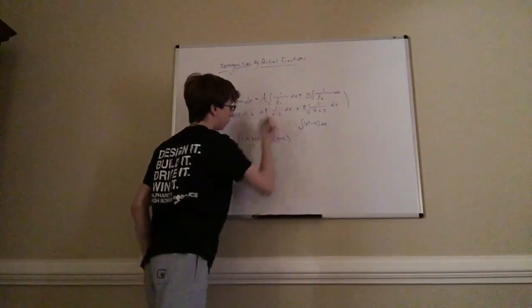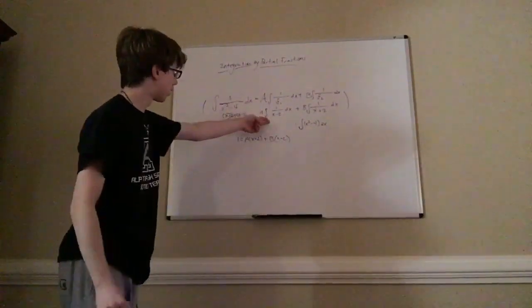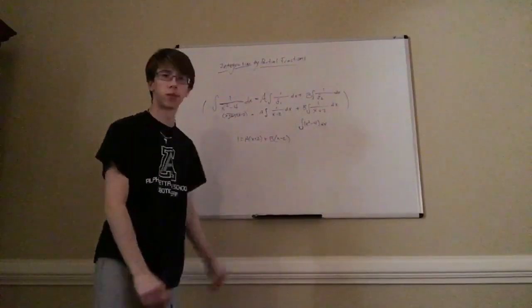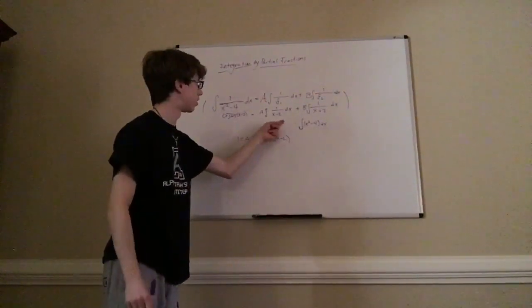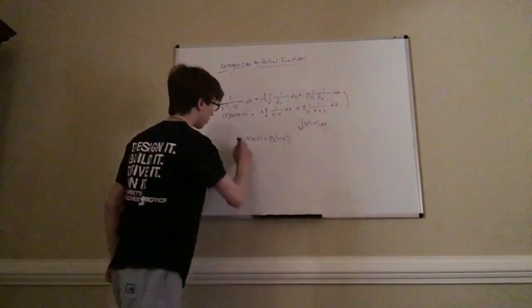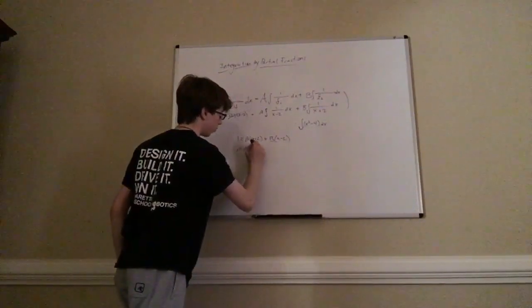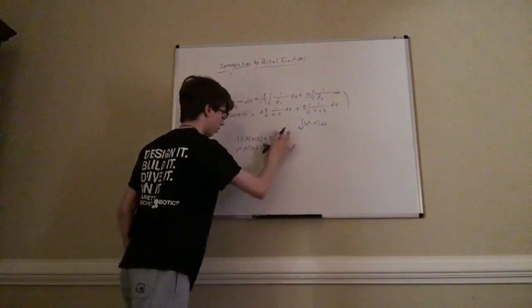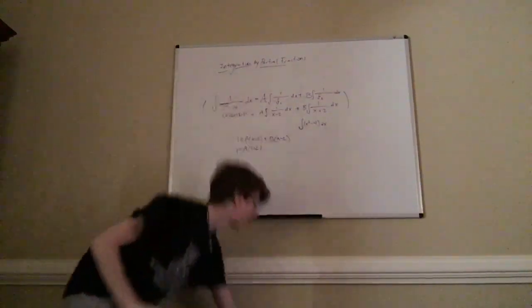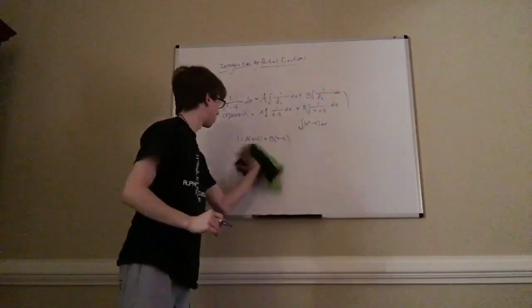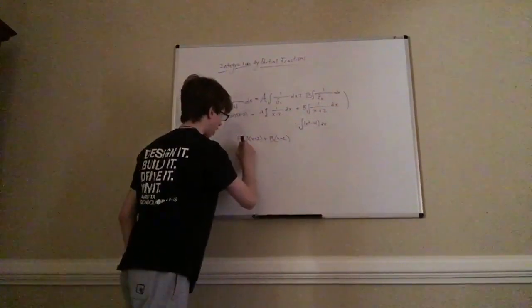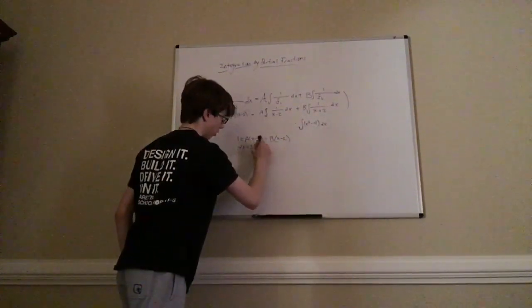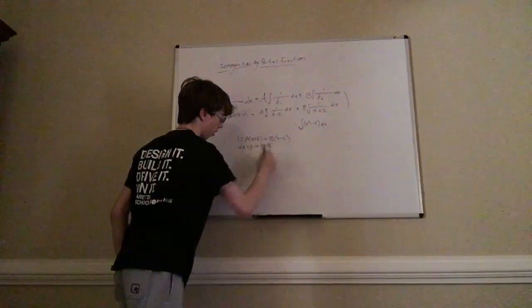So if we want to solve for a, we input the value of x that makes x minus 2 zero, which is 2. So we're going to say 1 is equal to a times 2 plus 2 plus b times 2 minus 2, which is just 0, so that's nothing. So that would be a times 2 plus 2. 2 plus 2 is 4, so 4a is equal to 1. So a is equal to 1/4.